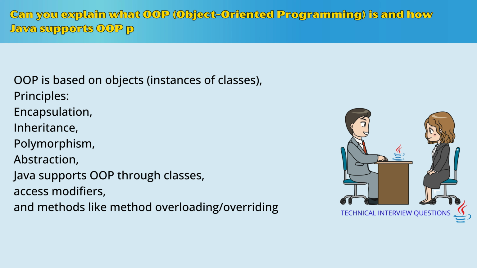Sure. Object-Oriented Programming, or OOP, is a programming paradigm based on the concept of objects, which are instances of classes. The main principles of OOP are encapsulation, inheritance, polymorphism, and abstraction. Java supports OOP by allowing developers to define classes, which are blueprints for objects. Encapsulation is achieved through access modifiers like private, protected, and public, which control access to class members. Inheritance in Java allows a new class to inherit fields and methods from an existing class, promoting code reusability.